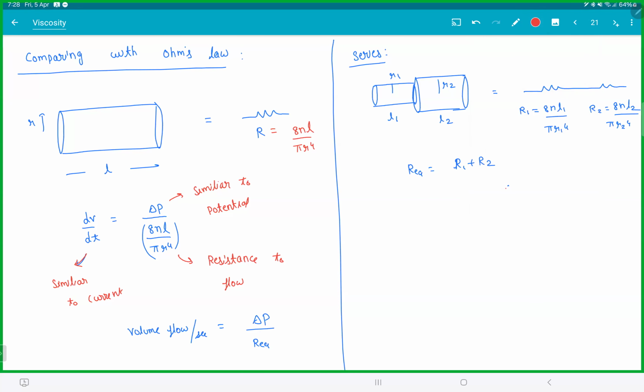How do you say two things are in series? They should have the same current. Here it should be the same volume flow. If two pipes have the same volume flow per second, side by side, we call them in series.